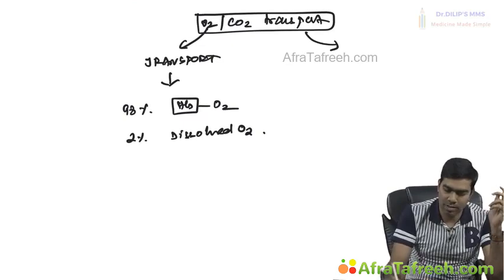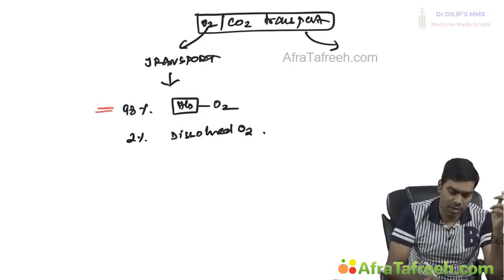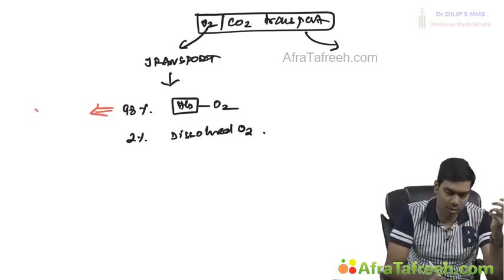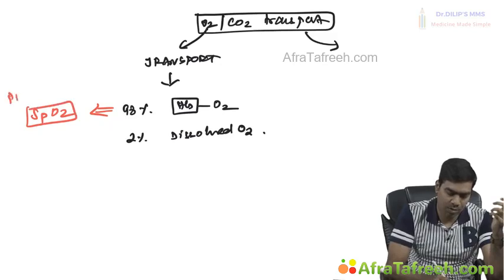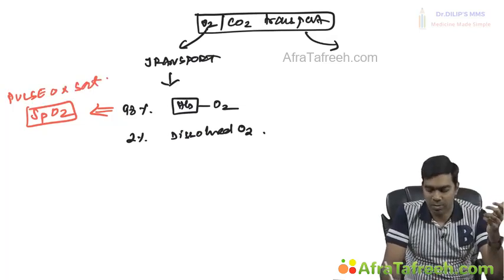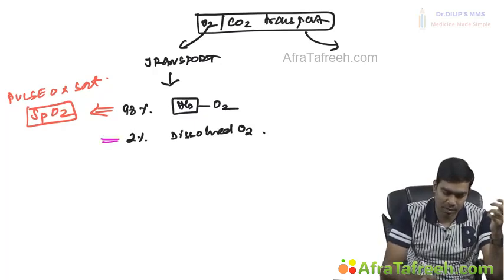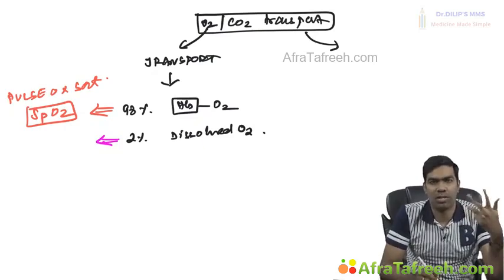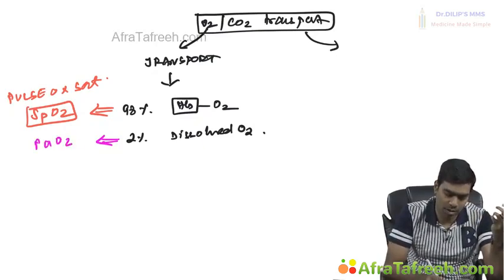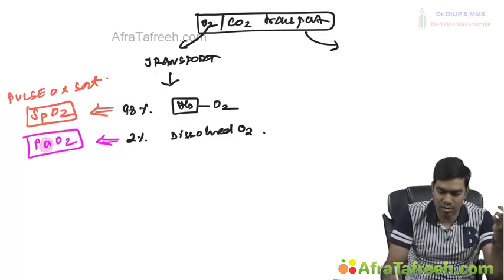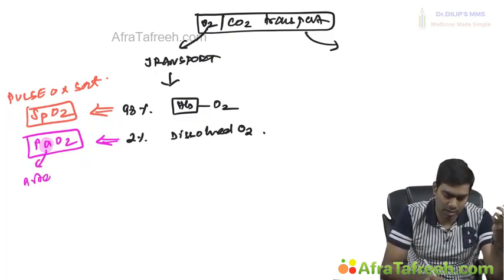If you ask me what is the applied aspect of that, how will you measure how much oxygen is bound to the hemoglobin? This is what you find out by SpO2, which we call pulse oximeter saturation, the saturation of the pulse oximeter. If you ask me how you are going to measure the dissolved oxygen, you measure PaO2, that is the partial pressure of arterial oxygen. This small a stands for arterial, partial pressure of arterial oxygen.